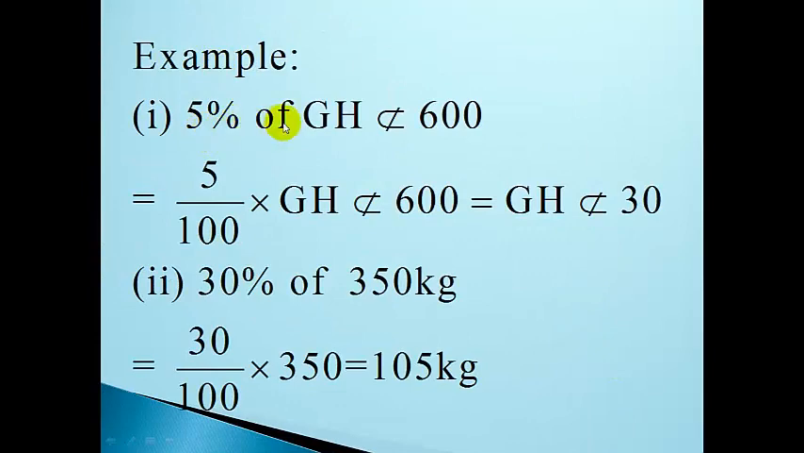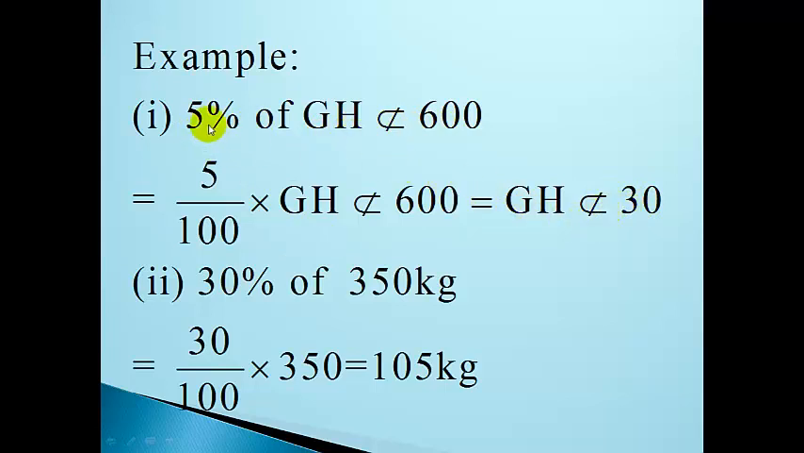Example, 5% of 600 Ghana cedis will be equal to 5 divided by 100 times 600 Ghana cedis. Now 100 goes into 600 6 times. And so 6 times 5 is equal to 30. And therefore 5% of 600 Ghana cedis is equal to 30 cedis.